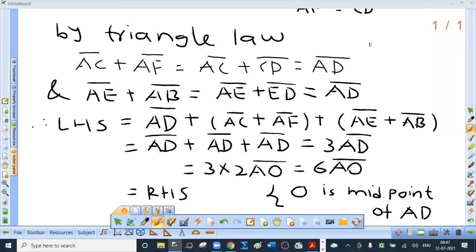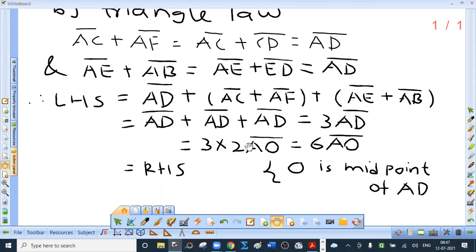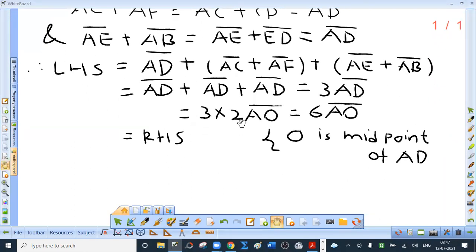Now left hand side, I have rearranged the terms and I have written LHS as AD bar plus AC bar plus AF bar plus AE bar plus AB bar. That is AD bar plus AD bar plus AD bar. That is thrice AD bar. Now O is midpoint of AD. So what is AD bar? Twice AO bar. To get 6 AO bar, which is nothing but right hand side. So this is sum number 4.